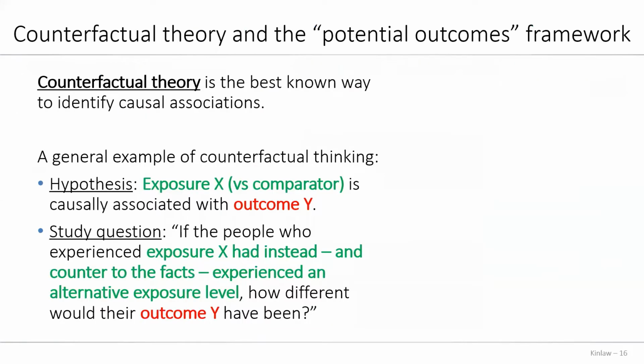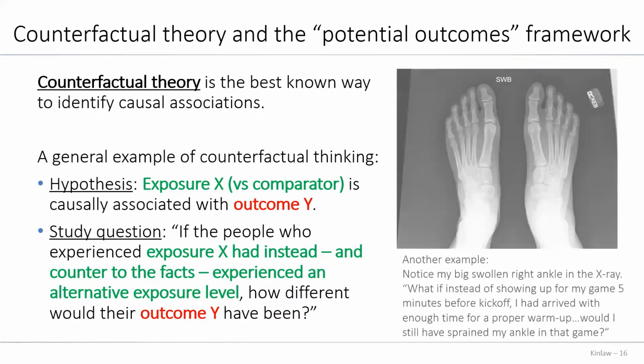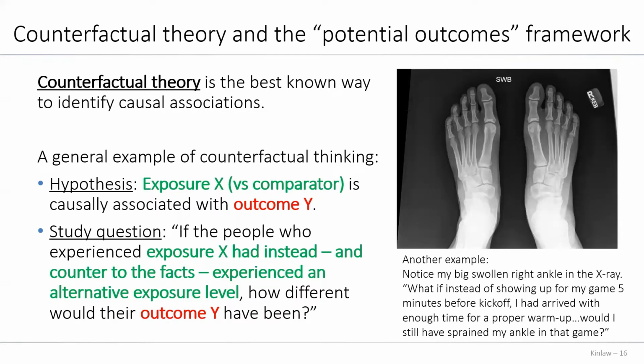Counterfactual theory is the best way to identify causal associations. A general example of this thinking goes like this. If you think that an exposure is causally associated with an outcome, then you might want to know what would happen if the people I saw get exposed had instead, and counter to the facts, not been exposed. Would their outcome occurrence have been different? What if I could give them an alternative exposure? What if, instead of showing up to my soccer game right before kickoff last year, I had gotten there in time to do a good warm-up? Would I have sprained my ankle in minute 3?